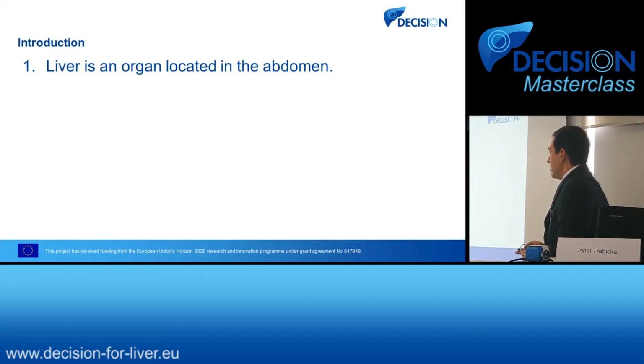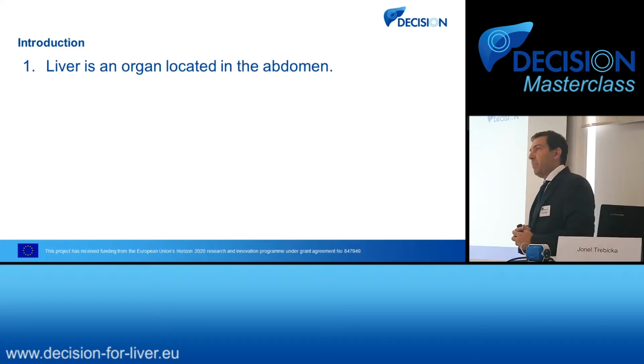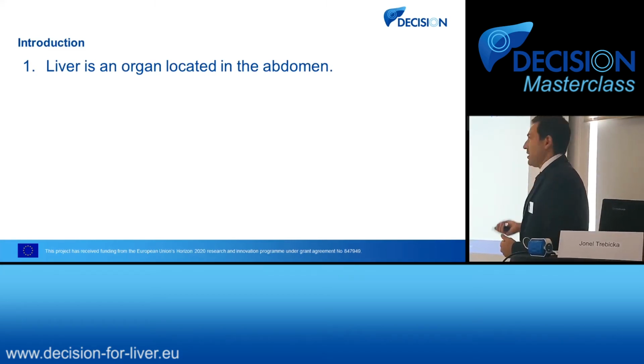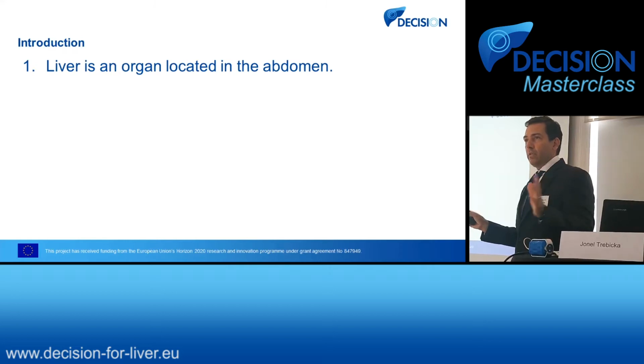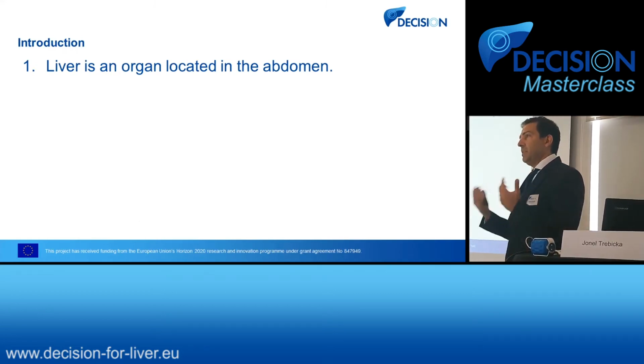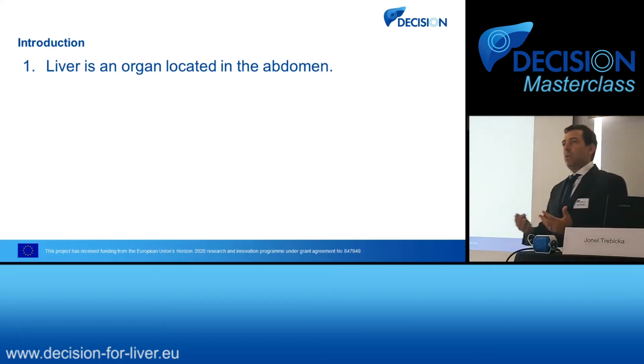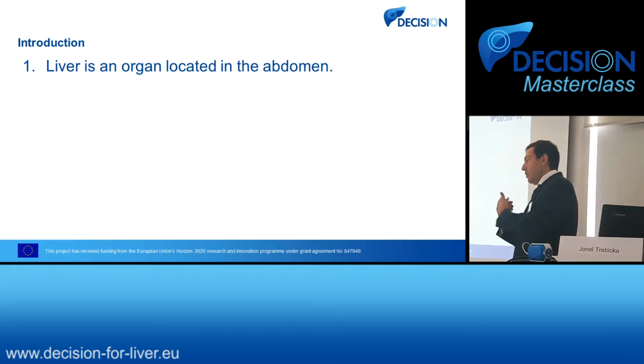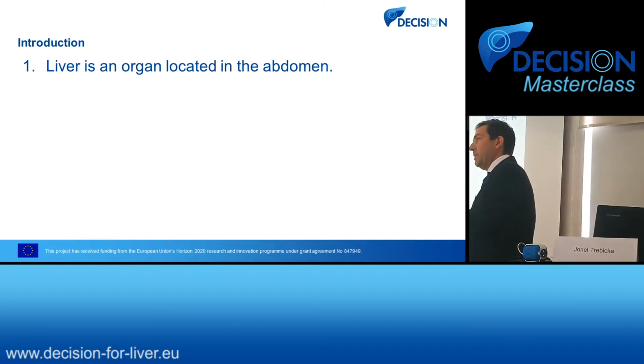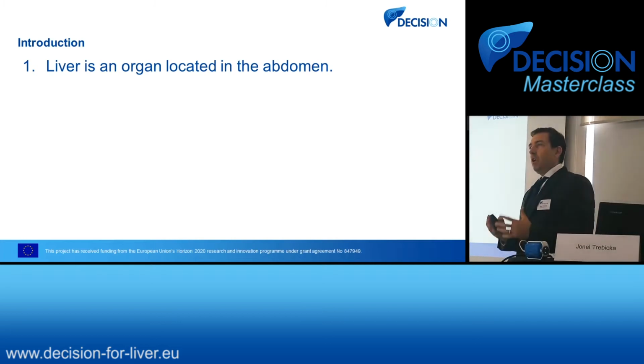So for the introduction, for example, again, we go to our paper. Liver is an organ located in the abdomen. If you start with that, you're lost, right? Sometimes a thesis starts like this. You make a thesis on liver cirrhosis, and they start: okay, the liver is an organ which weighs 1.5 kilograms, blah, blah, blah. Not so good.